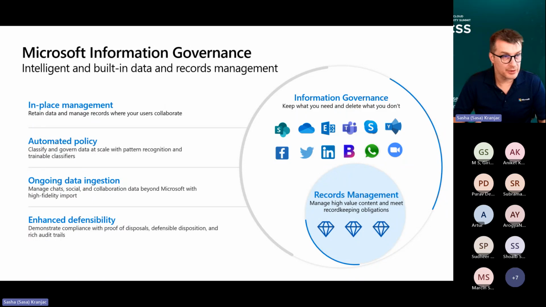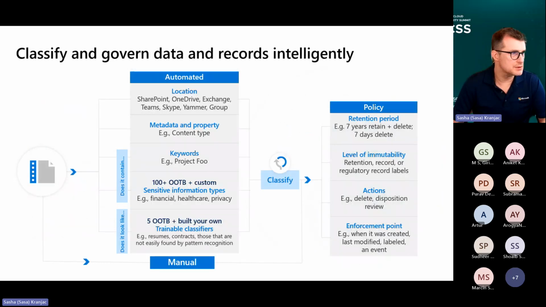And we have information governance in Microsoft, where we have in-place management and automated policy that governs these patterns, governing data at scale with pattern recognition, with trainable classifiers as well. In fact, we also have defensible disposition, audit trails, records management capabilities, and so on. This is just one way we can classify, govern data and records intelligently. So we have automated and manual ways, and we have policy to retain the data.